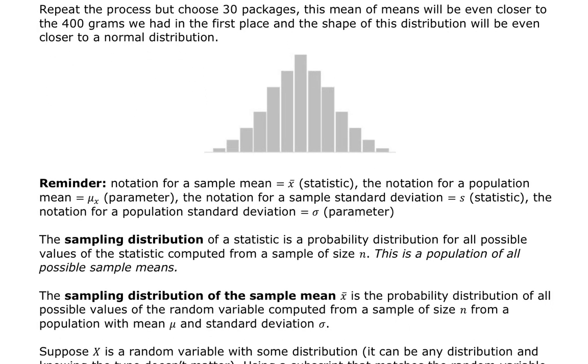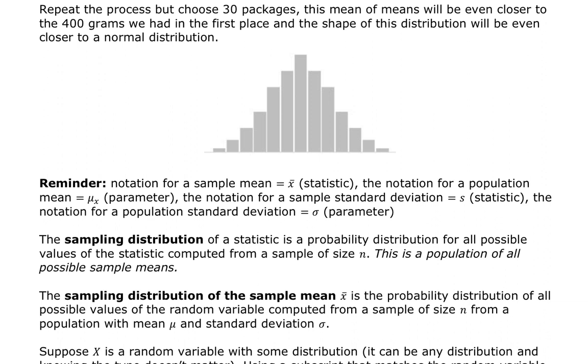So when we're talking about the sample mean, this is the X bar, that is a statistic. The notation for the population mean is mu sub x, that's a parameter. The notation of a sample standard deviation is S, that's a statistic. Remember, statistics are associated to samples and parameters are associated to populations. The notation for a population standard deviation is sigma, or sigma sub x.